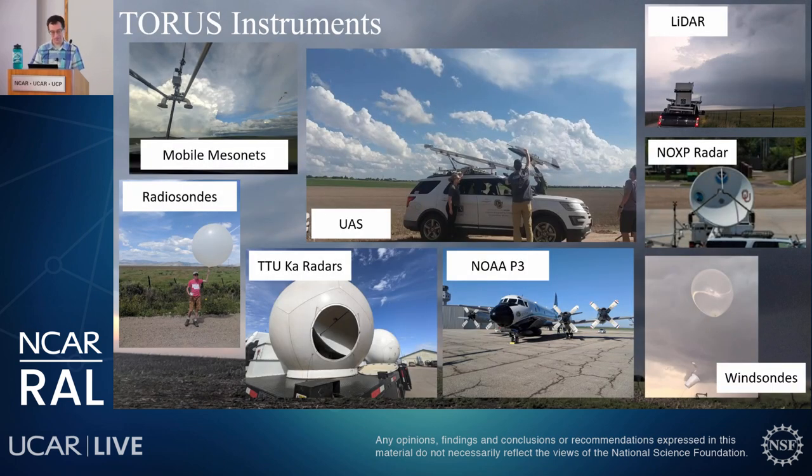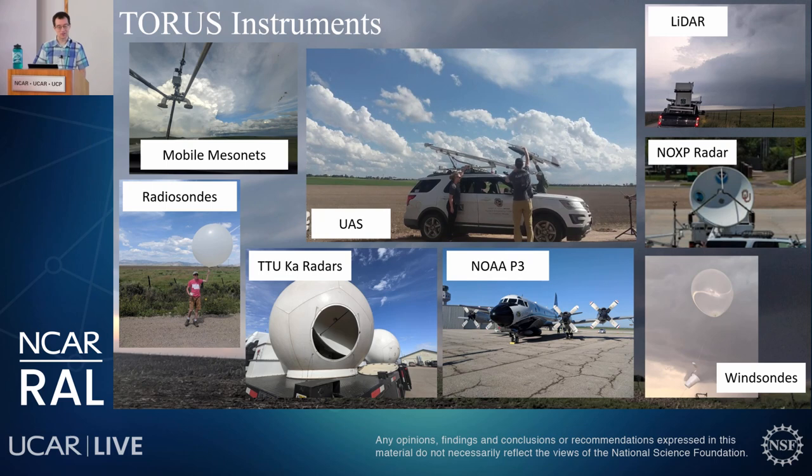So these are all the fun platforms we had with us on TORUS. Starting from the top left here, we had mobile mesonets to collect surface data, radiosondes to get full tropospheric profiles around the far field and near field of the storm. We had the Texas Tech radars to get really fine scale observations of the SVC and some of those internal boundaries. We have the NOAA P3 to get more of a broad picture of the storm, and also to get dual Doppler analyses because they had two tail Doppler radars on this aircraft, which were really great to work with. Wind sondes, which are Lagrangian drifters that were launched into different parts of the storm. The NOAA XP or NOXP radar, which was really useful for situational awareness and getting a broader scale picture of that storm. LIDAR, and finally, the centerpiece of the project is the UAS.